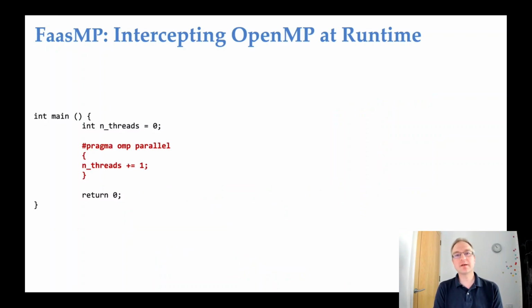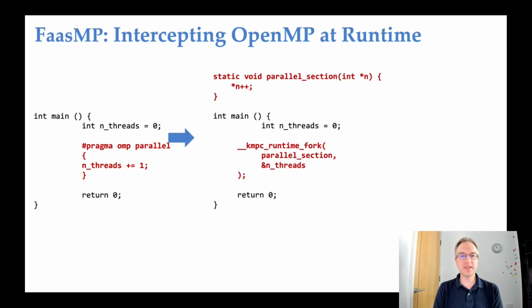So the basic idea is that we can take an OpenMP program, and OpenMP programs are expressed using those pragma annotations where you, for example, specify that a particular section of your program should be executed in parallel. And this is normally translated by the compiler to essentially OpenMP calls, as shown here on the slide.